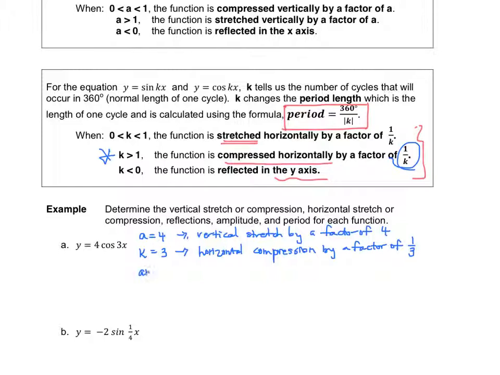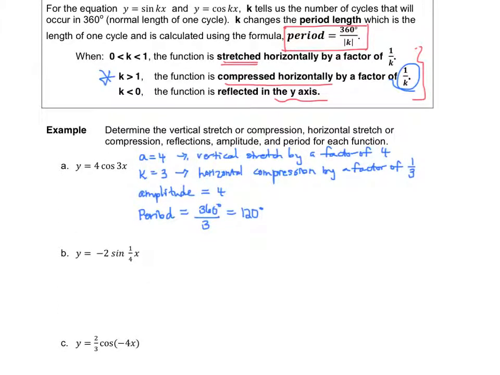The amplitude is the absolute value of the a value, which is 4. a is positive, so we don't need to get rid of the negative here. And the period, remember that formula I showed you at the beginning, 360 degrees divided by k, which in this case is 3, so the period of this graph is 120 degrees. Okay, let's try the next one.